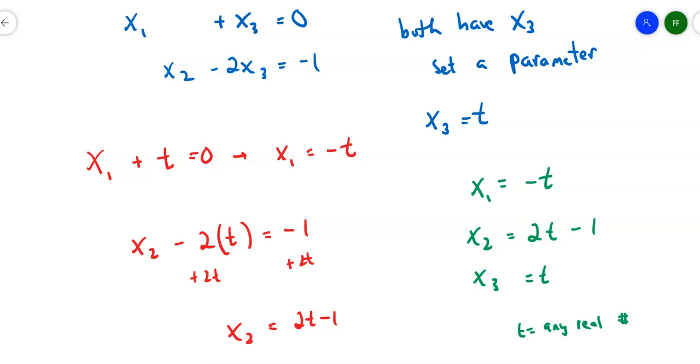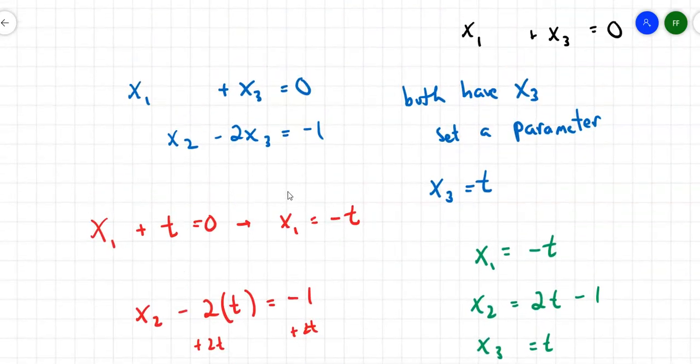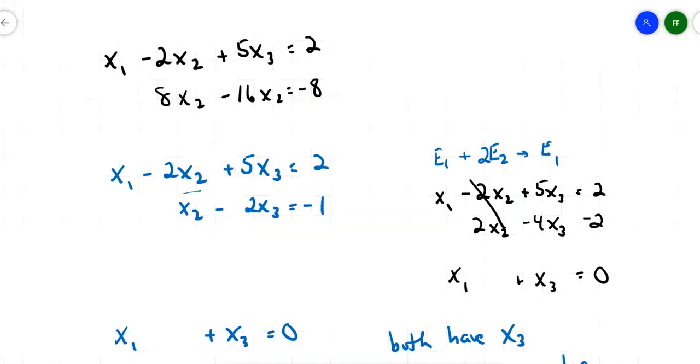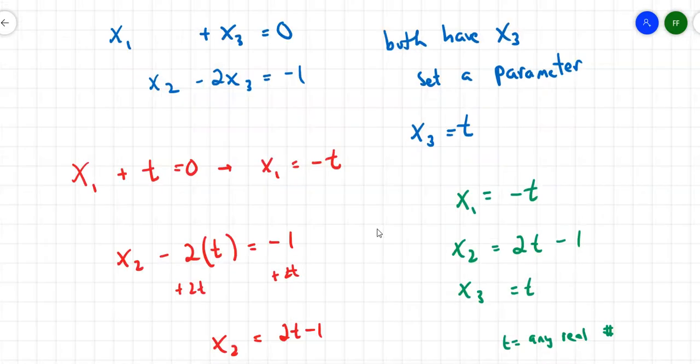Does it work? Well, I mean, we could be silly and put a 0 in for t, right? In which case x sub 2 would be negative 1. Go back to my original equation. If x sub 2 is negative 1, negative 2 times negative 1 is 2. 8 times negative 1 is negative 8, and it works. Actually, you can go back to the first line, too. Play around with it a little bit.